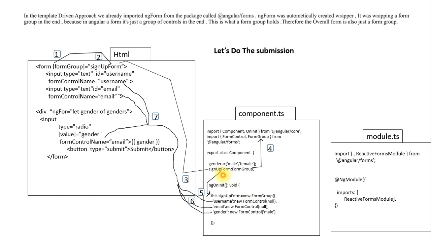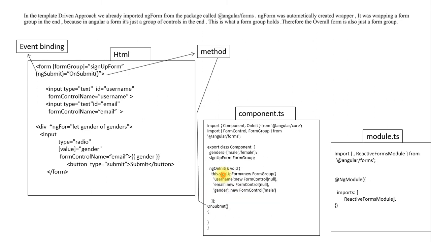Okay, so let's do the submission. How can we submit this form? We can use ngSubmit. It's like an Angular event binding, and we can submit the form using the onSubmit method. You can say it's an event binding, written with the round brackets, and you can see that it calls a method. This method is in the component, where we are using it.